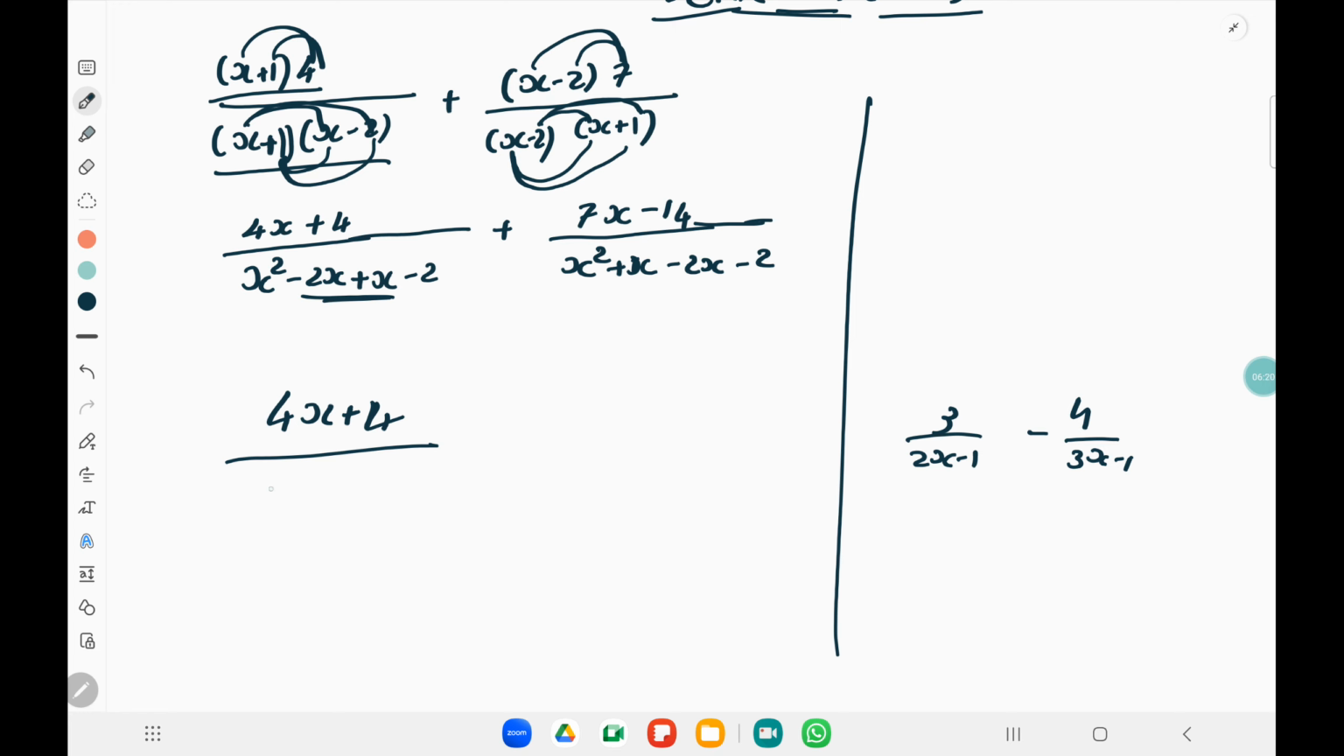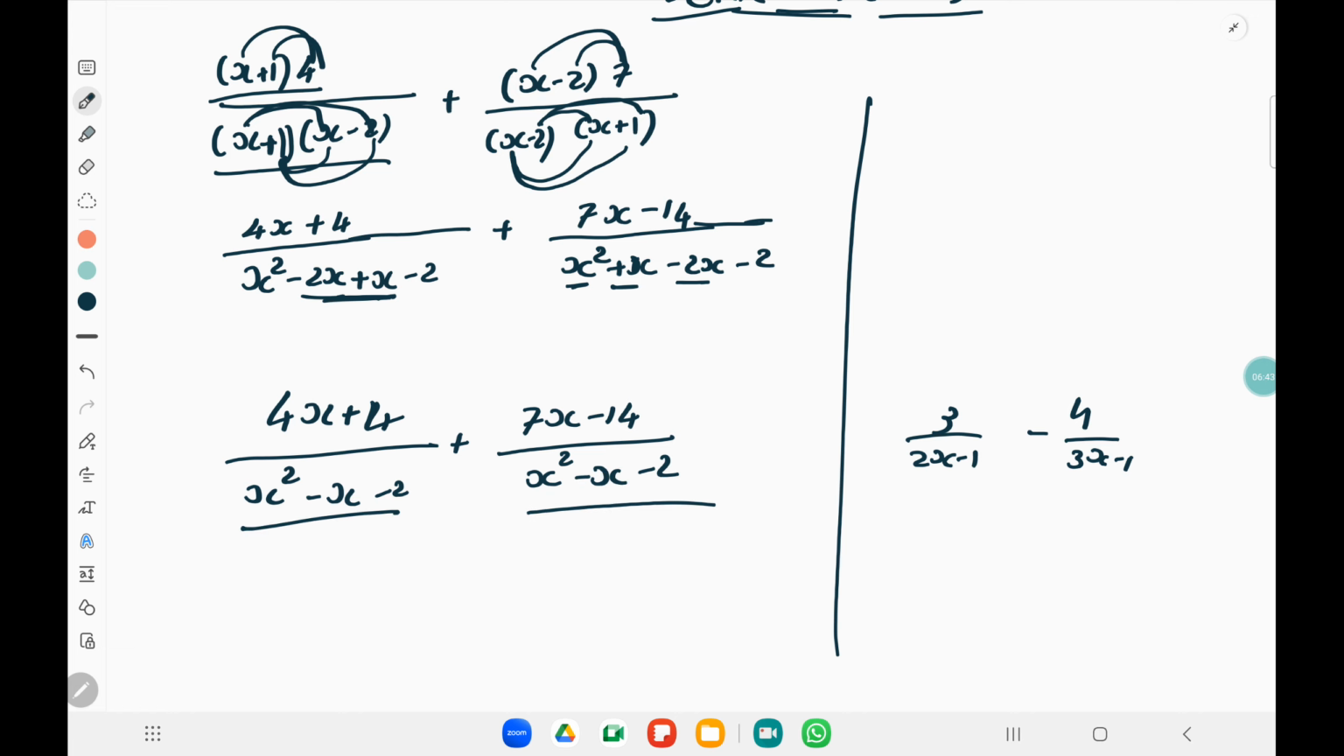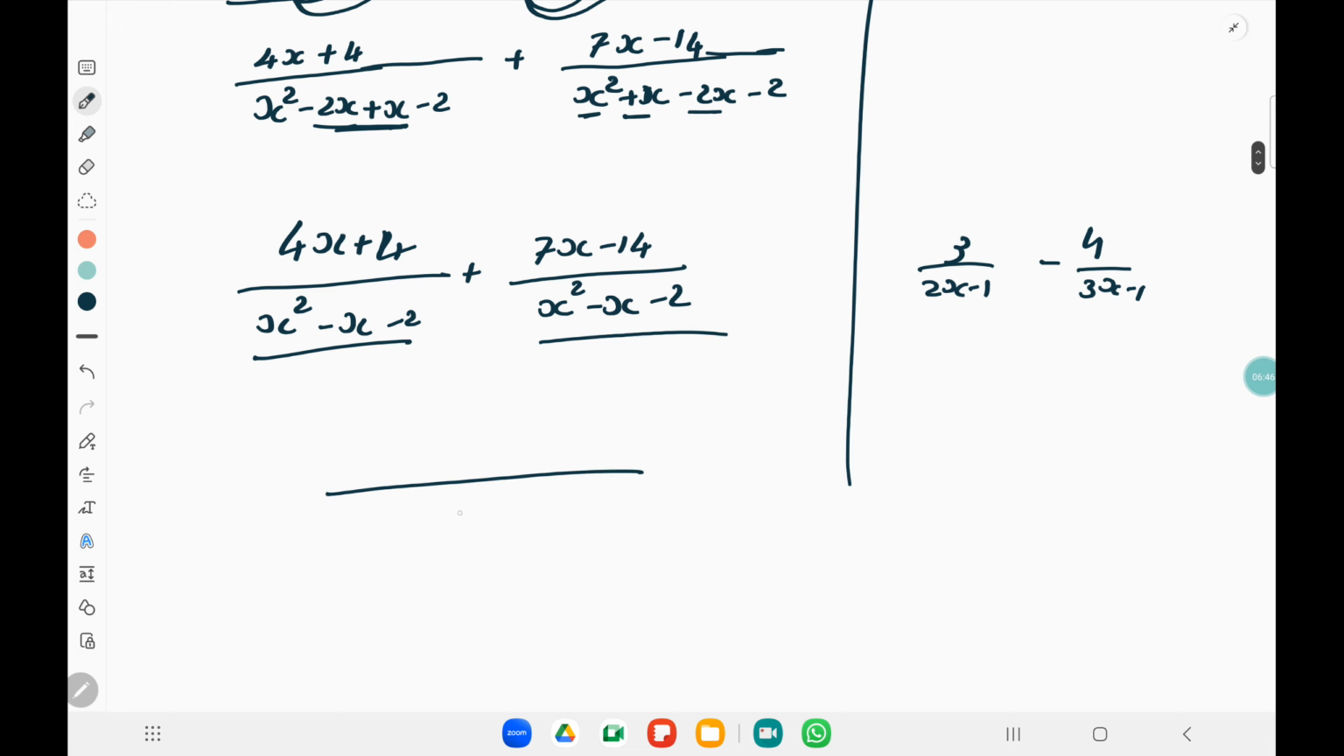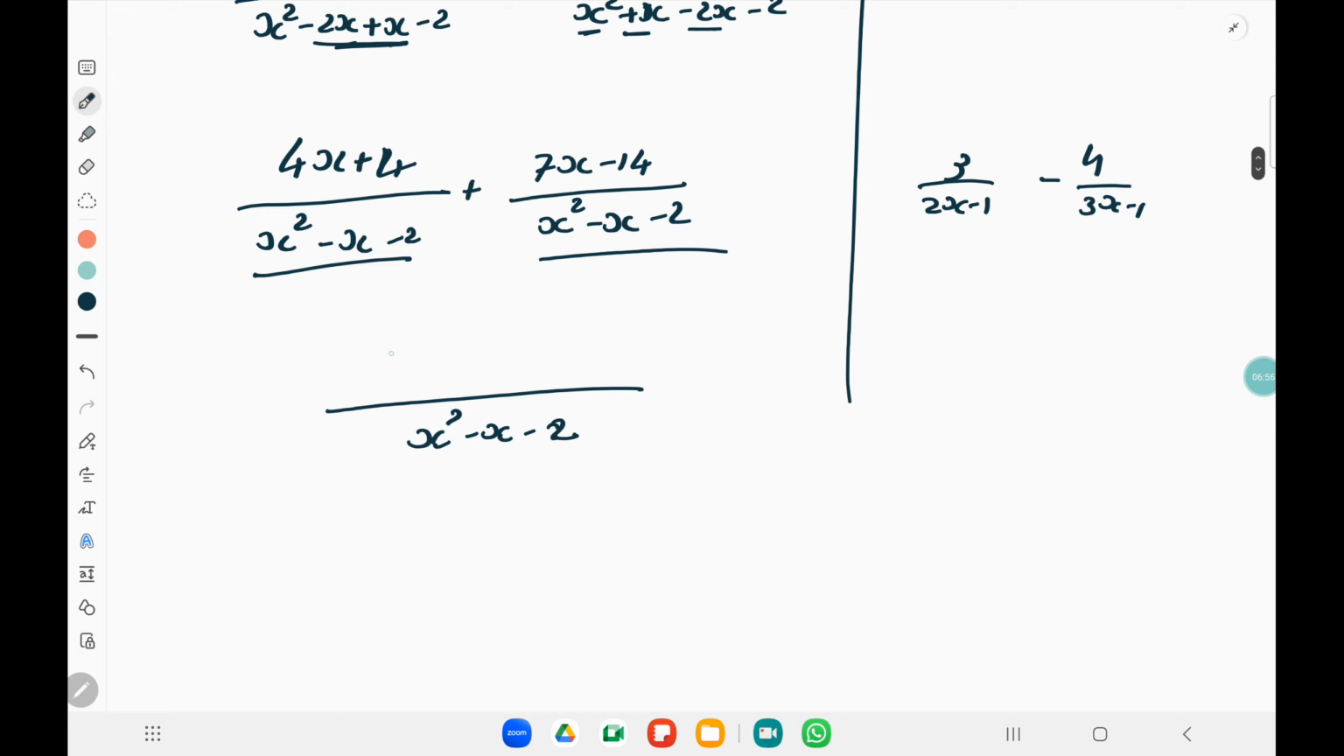Okay, in the bottom this is the like term, so x square minus 2x plus x going to be a minus x, minus 2 as it is, it has no like term. 7x minus 14, here x square plus x minus 2x are like terms, so plus x minus 2x going to be a minus x and minus 2. See, now we have the same denominator, so we write only once a denominator, x square minus x minus 2. Okay, and on top 4x plus 4 plus 7x minus 14.